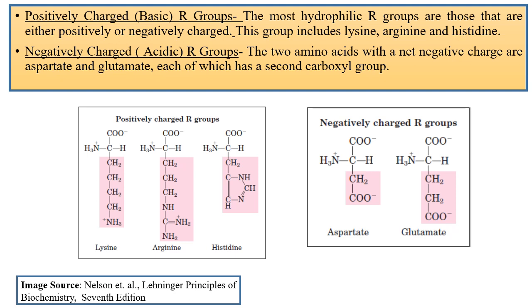Then, negatively charged acidic R groups. The two amino acids with a net negative charge are aspartate and glutamate, each of which has a second carboxyl group. So, they are negatively charged acidic R groups. As you can see, their chemical structure.